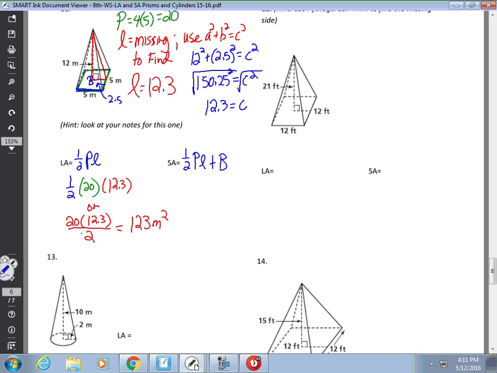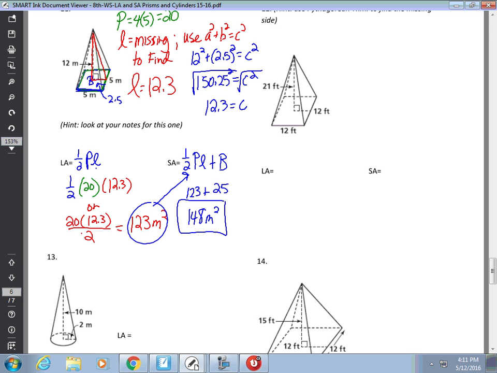So I already know the lateral area, so I'm just going to take that, plug that in there. I'm just going to add the area of the base. So 123 plus the area of our base, which was 25. So we get 148 meters squared for the total surface area.